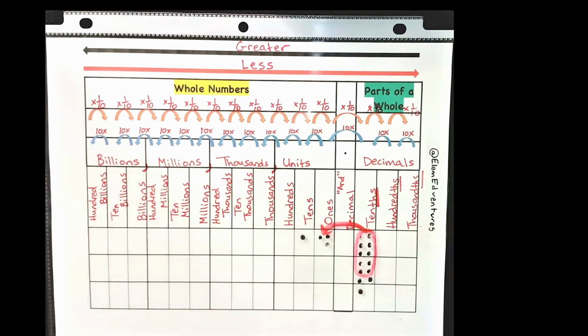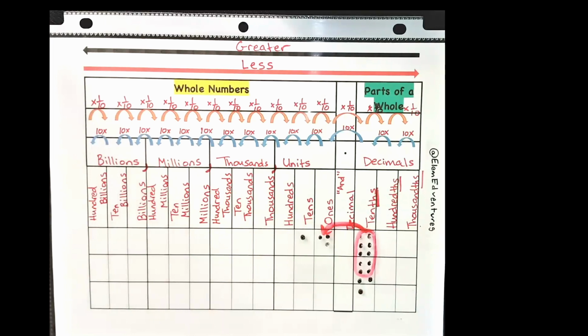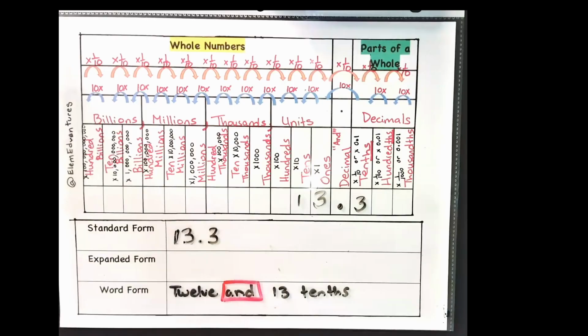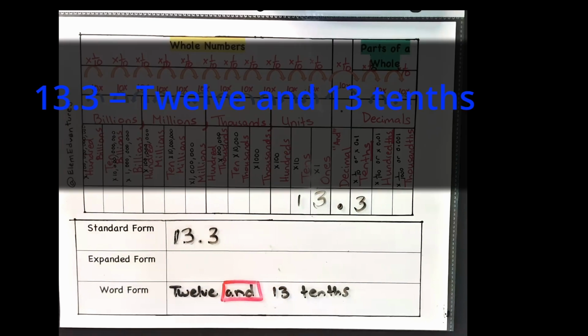As we learned in episode 2, when we have a group of 10 discs, we can regroup them into 1 disc on the place value to the left. So this time we had 10 discs from the tenths place being replaced with 1 disc in the ones place. So now we have 1 ten, 3 ones, and 3 tenths. When we show that with just digits, we can say that our standard form is 13 and 3 tenths. 13 and 3 tenths is also equivalent to 12 and 13 tenths.